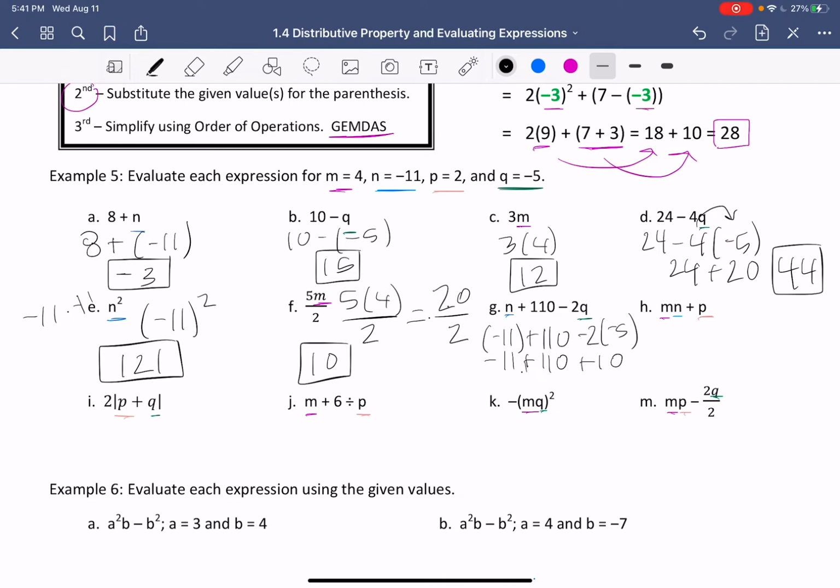You can start one way or the other. If you want to look at the outsides, negative 11 plus 10 is going to leave you with negative 1. So then you have 110 and negative 1. It's going to give you 109.